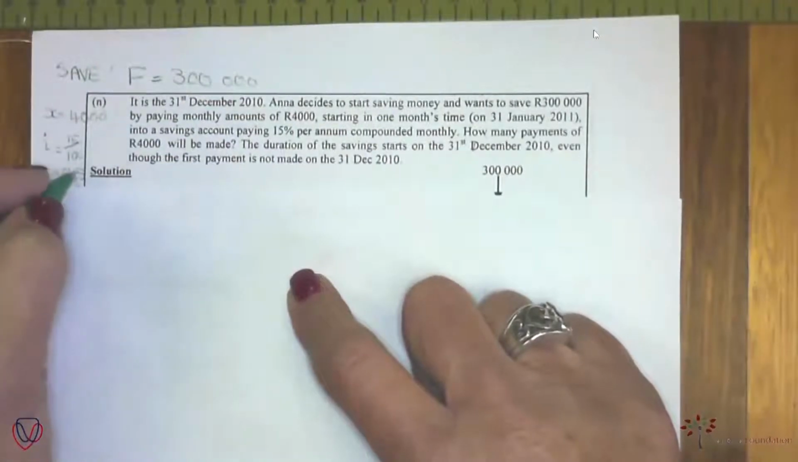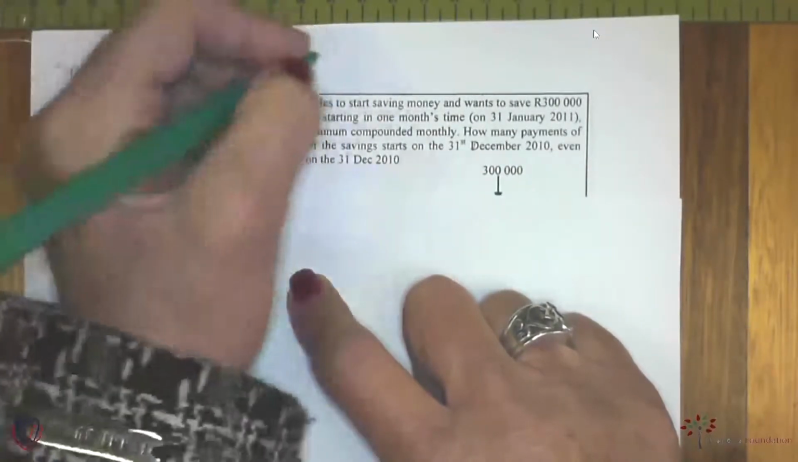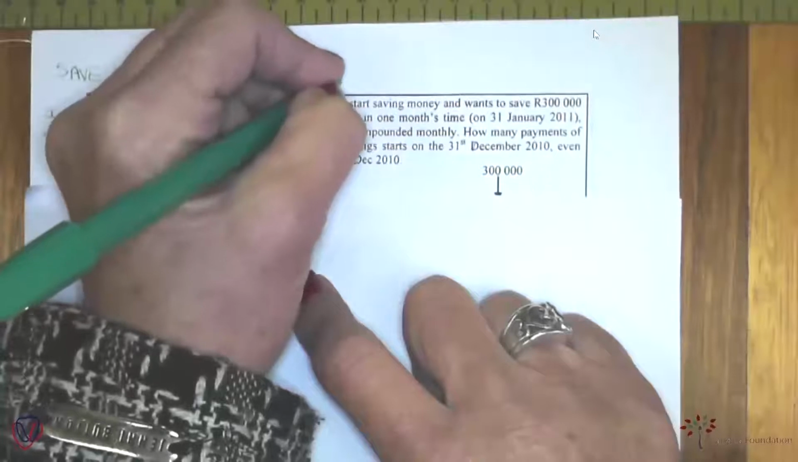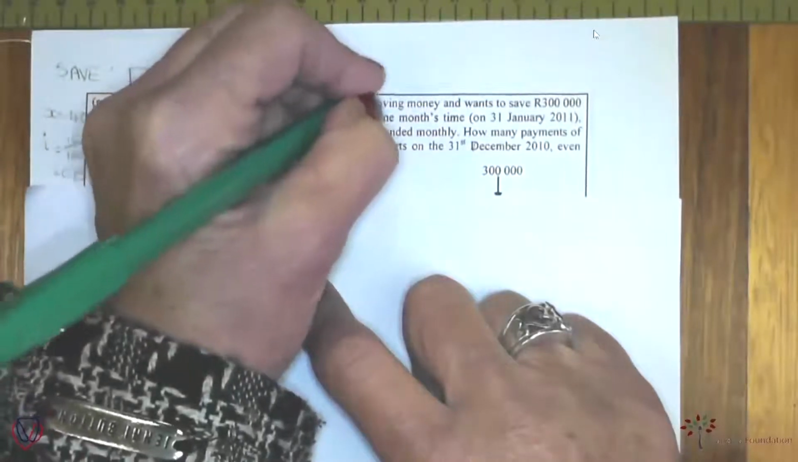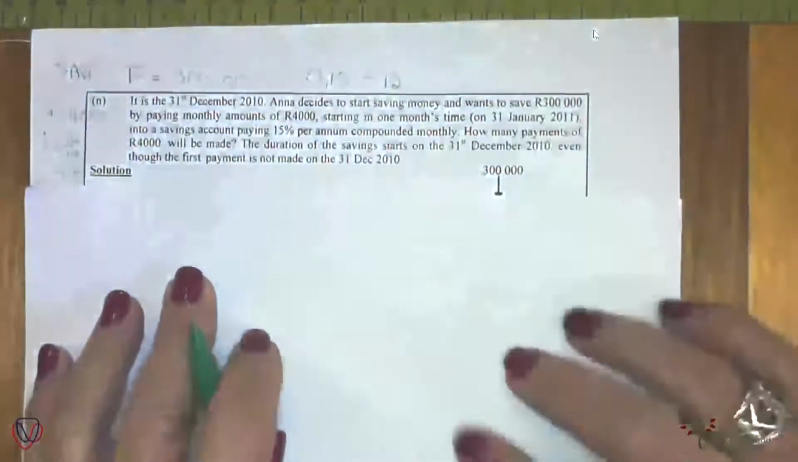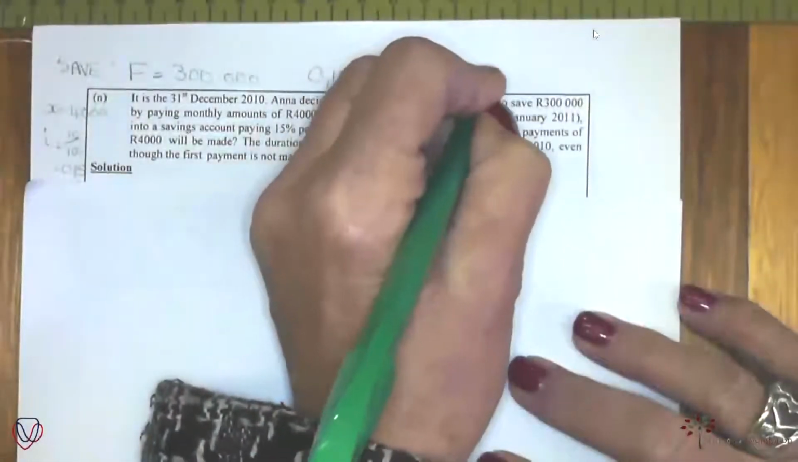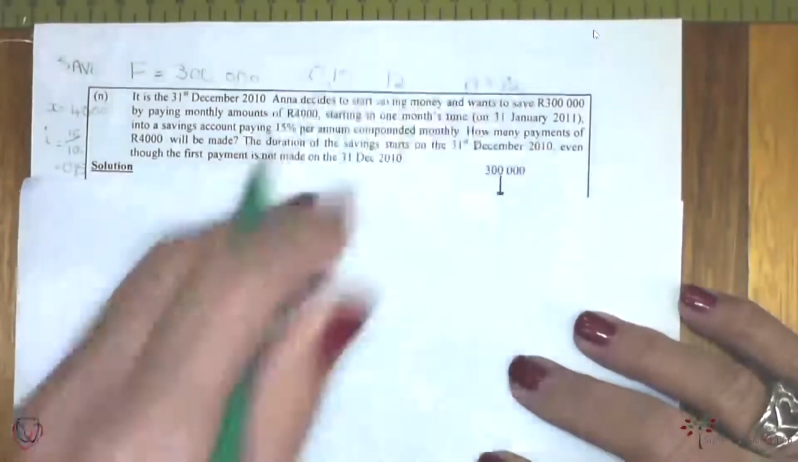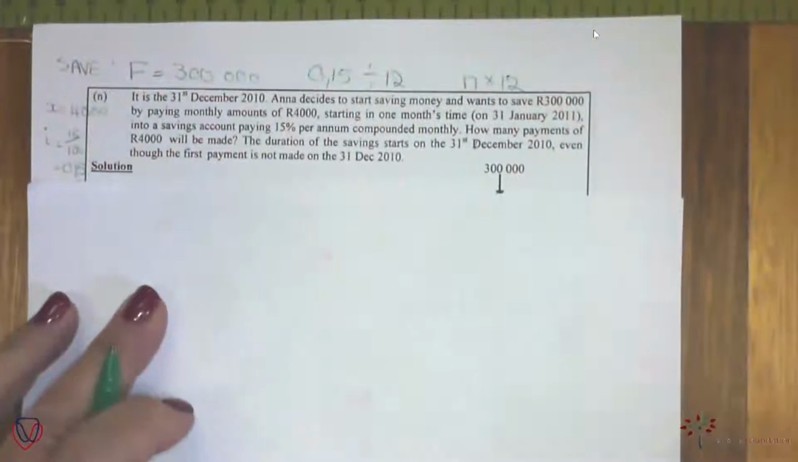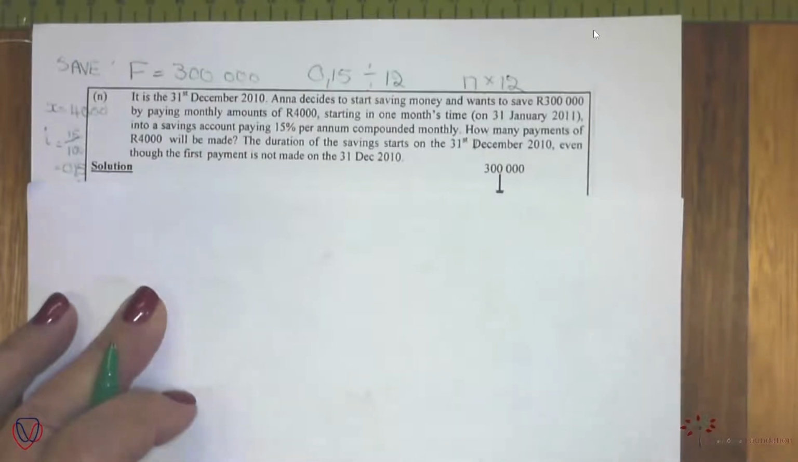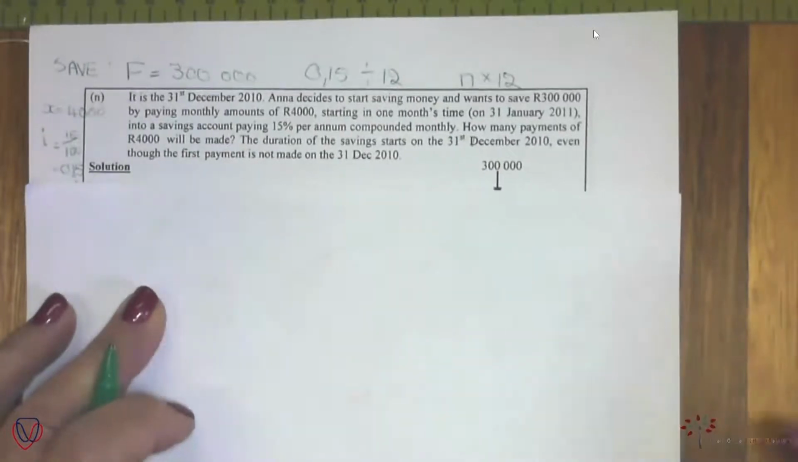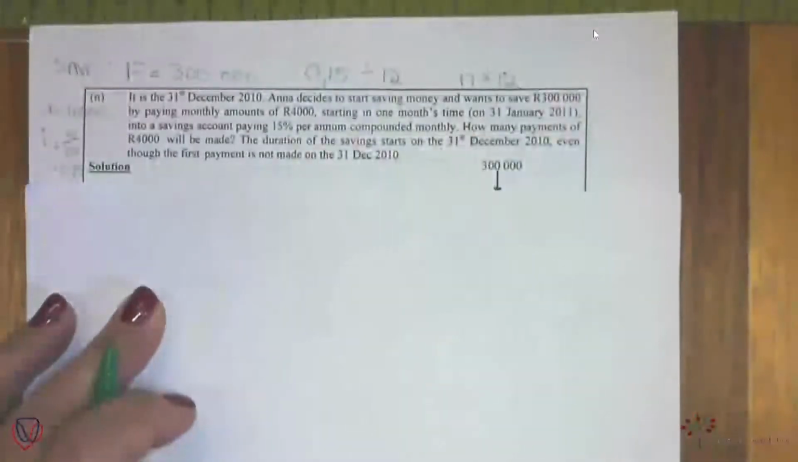So I is going to be 0.15 divided by 12, and the N is going to be multiplied by 12 also. But now we don't have N. So when we get N at the end of the sum, we will have months. To take it back to years, we'll have to divide by 12. People, if you only understand how to start these sums, write down everything you have, okay?